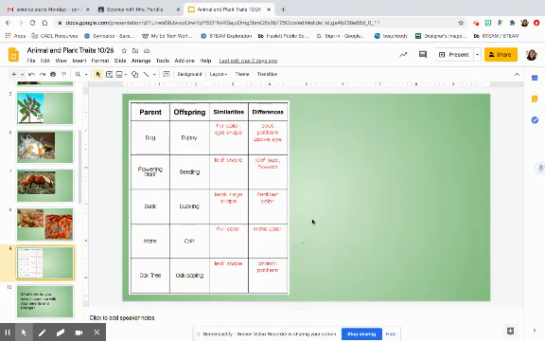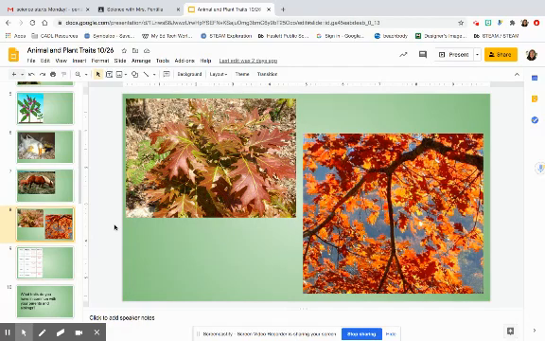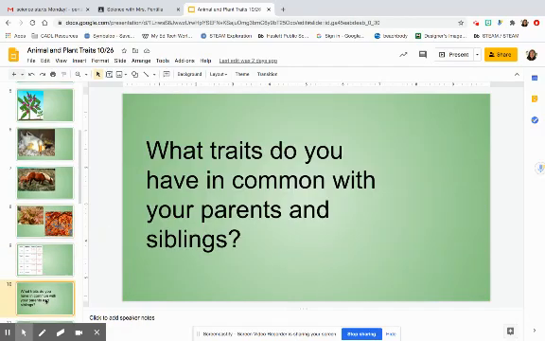And for the oak tree and the oak sapling, the leaf shapes were similar, but the branches look totally different to me. Okay, those were just taking a look at those and seeing what we could see. Now I want you to think, what traits do you have in common with your parents or your siblings? What do you think might happen? What traits might you have?